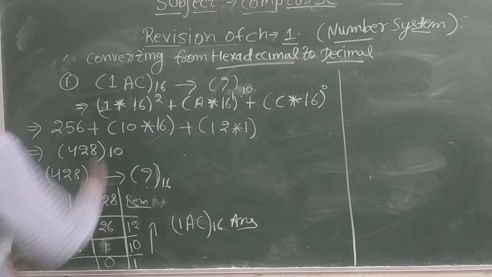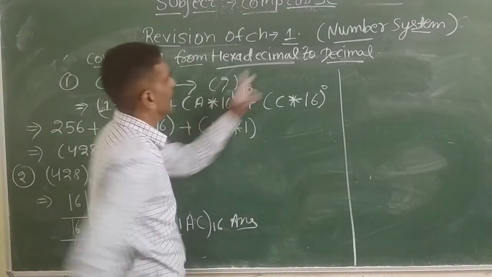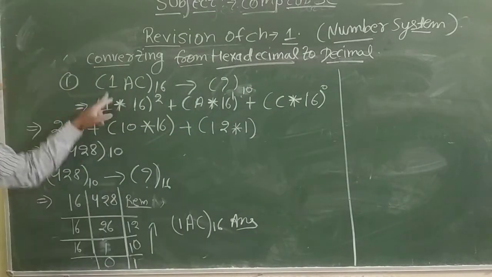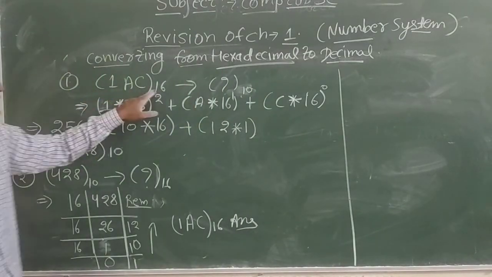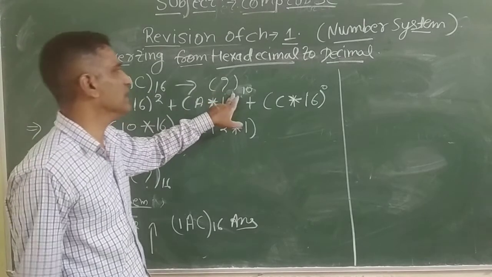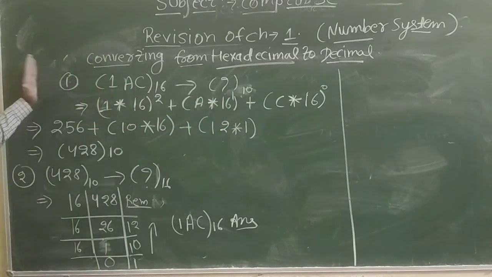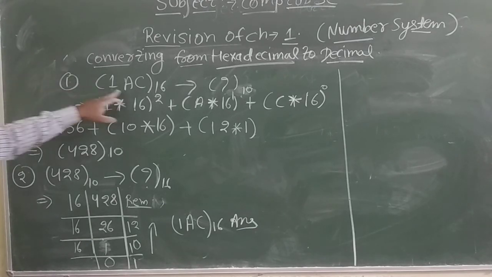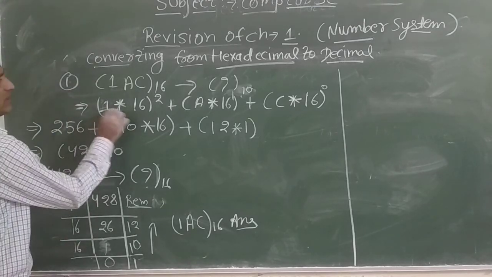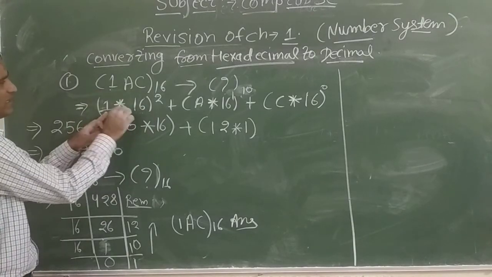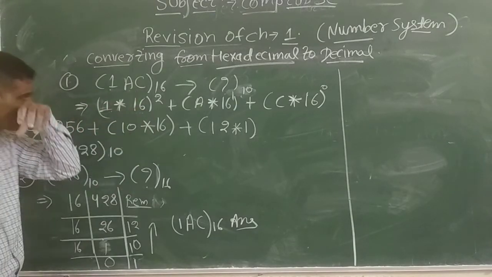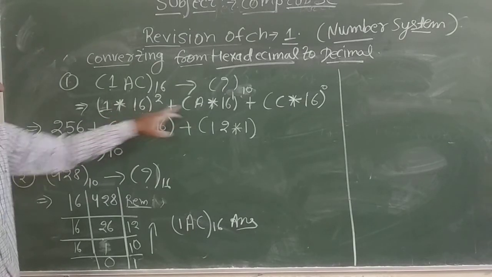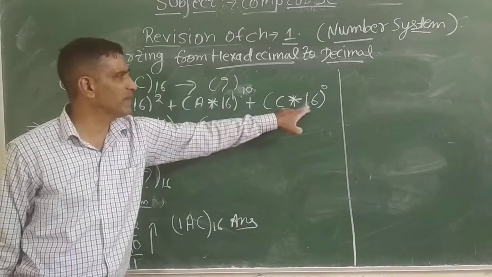Yes, student. Now next, converting from hexadecimal to decimal. This hexadecimal number 1AC we have to convert into decimal form. This series, we have to write down in our mind or in our copy. We have 2 steps to solve this series. First of all, we have to convert into decimal form. First multiply by 16, A multiply by 16 and C multiply by 16.